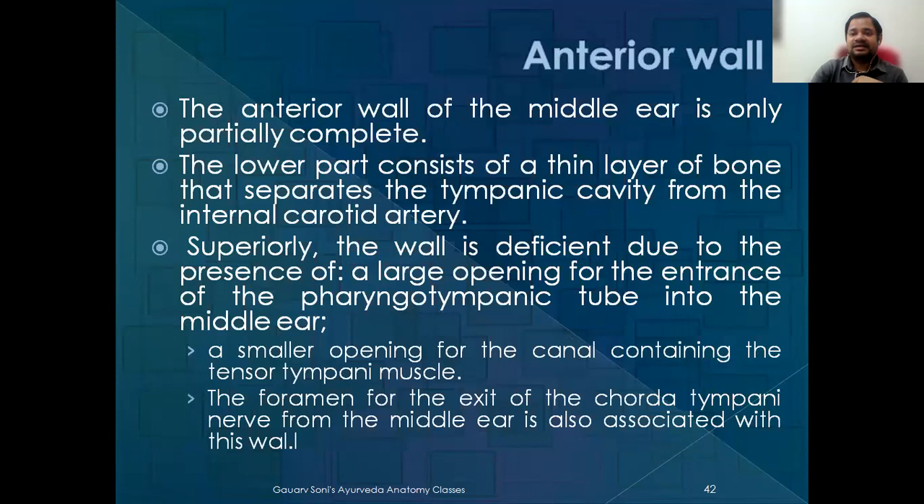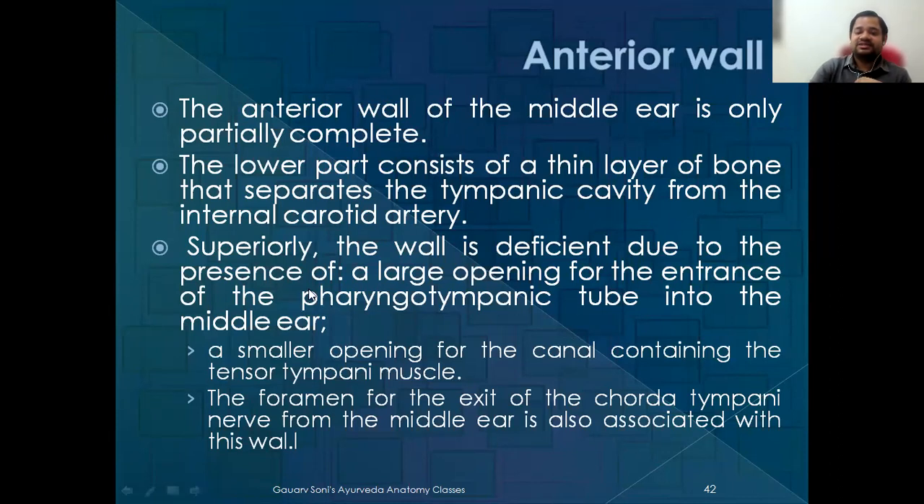Next one is the anterior wall. The anterior wall is again an incomplete wall. The lower portion of it contains a thin layer of bone which separates the tympanic cavity from the internal carotid artery. So beyond this boundary, the internal carotid artery will be present. On the superior side, it is again deficient due to the presence of a large opening for the entrance of the pharyngotympanic tube, also called the Eustachian tube, into the middle ear. The pharyngotympanic tube is a connecting link between the middle ear and the nasopharynx. Okay, remember it. So this opens in the anterior wall of the middle ear.